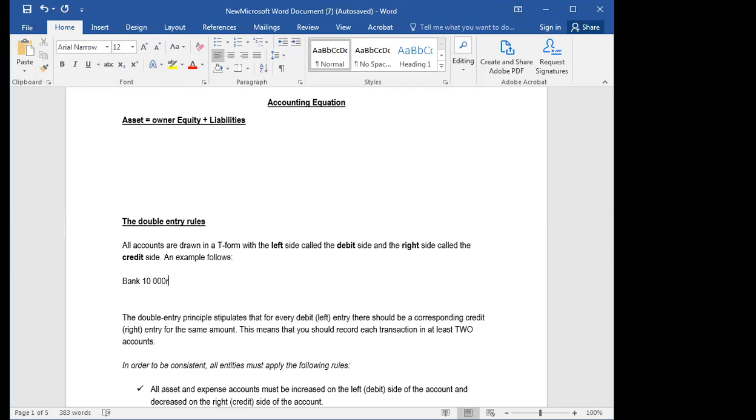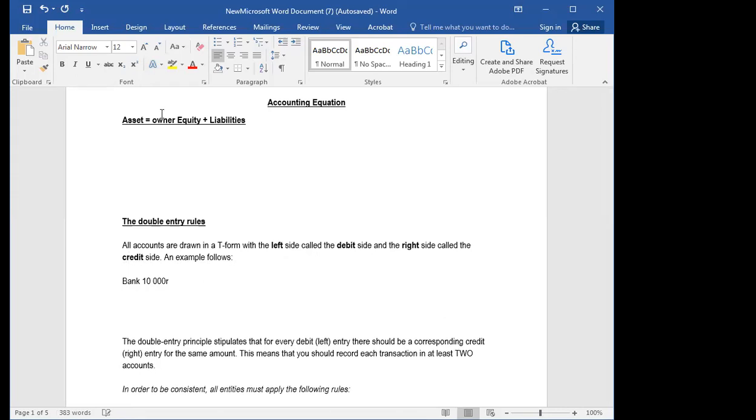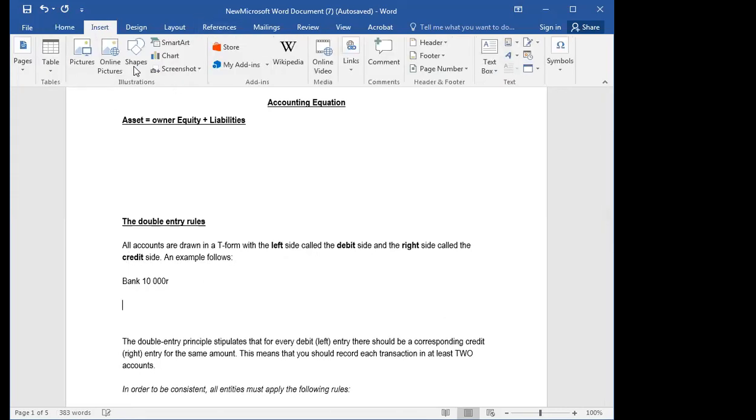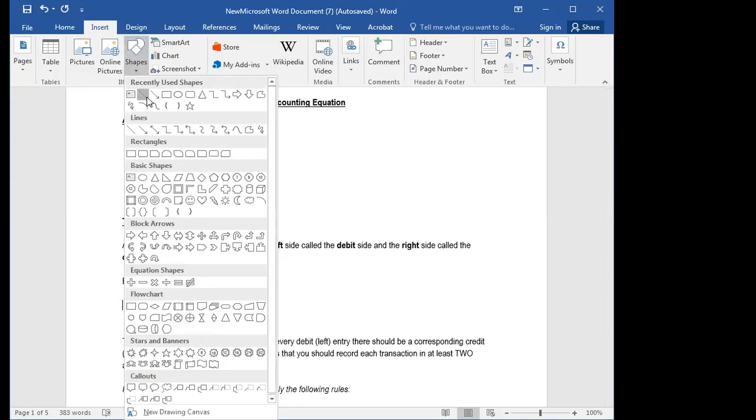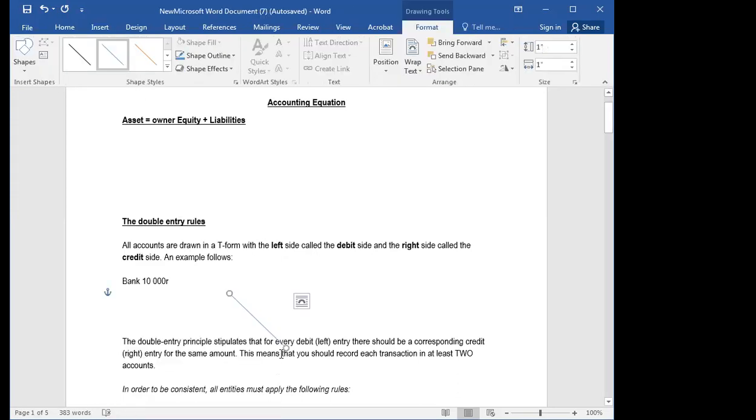Remember, I've said to you, anytime you are recording any account, you need to draw that account in a T form. This account must have 2 sides: a debit side on the left-hand side and a credit side on the right-hand side. Now we need to draw our bank account. Let's quickly draw our bank account. Here is our bank account.